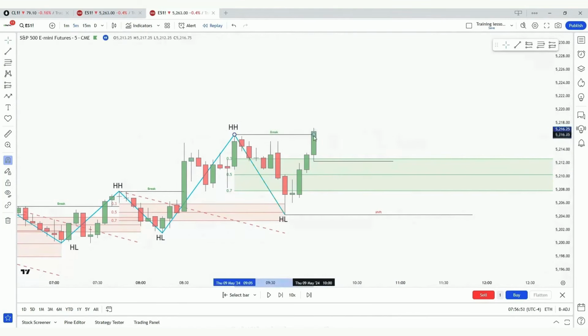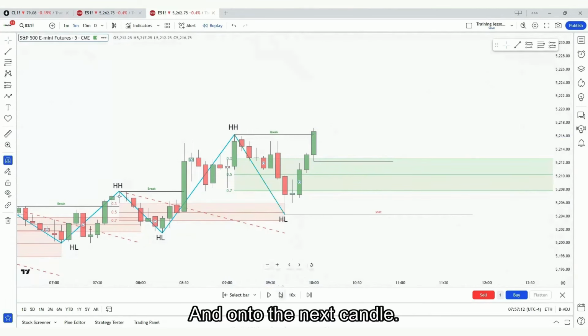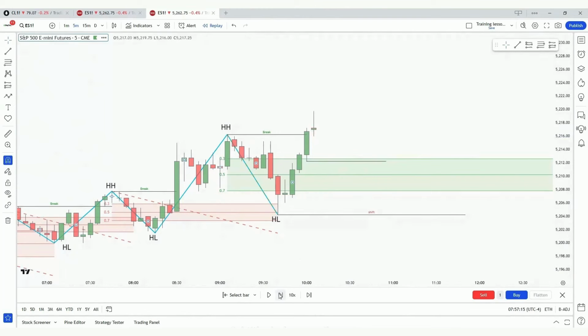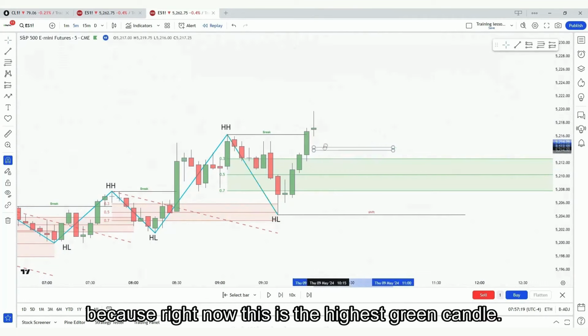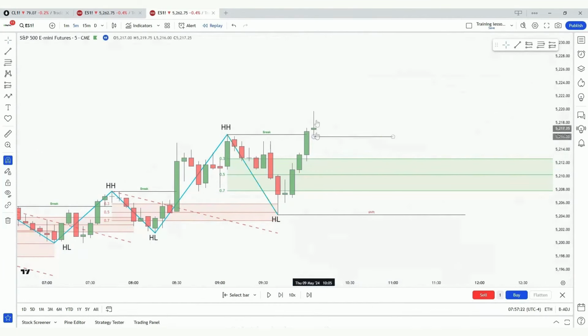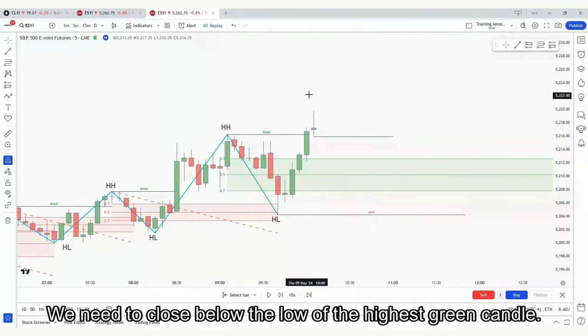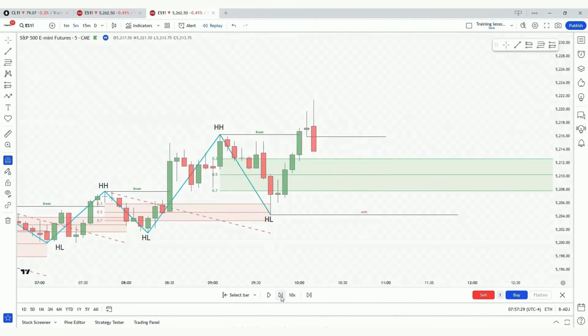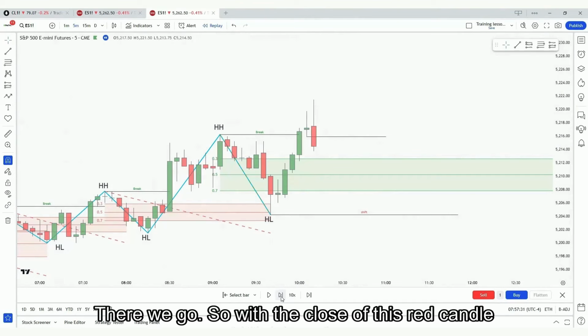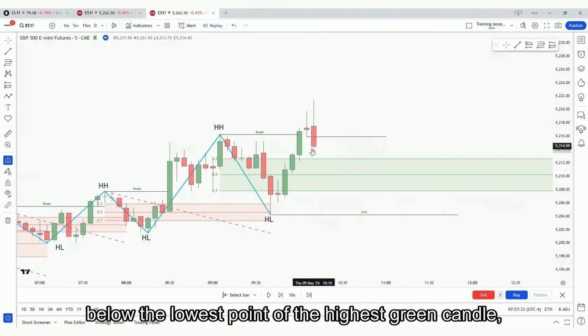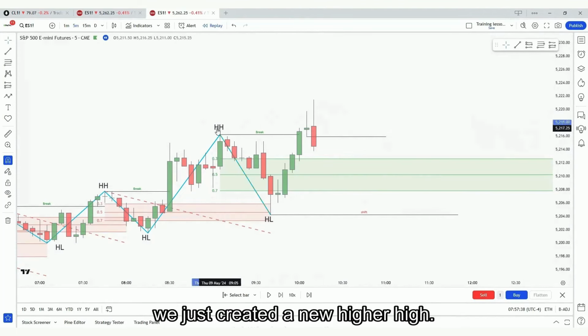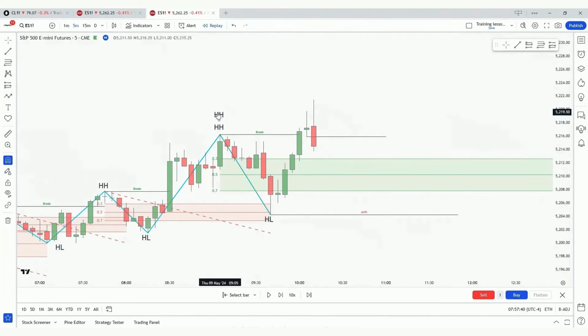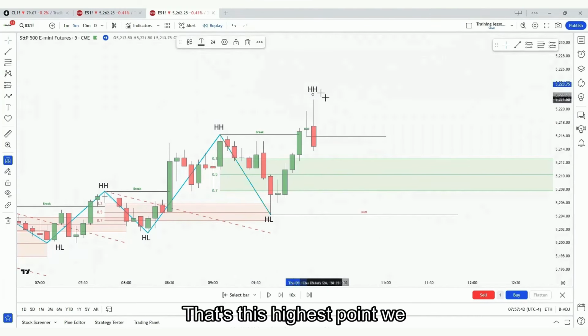And onto the next candle. It's a higher green candle, so we move this line because right now this is the highest green candle. For a valid retracement, we need to close below the low of the highest green candle. There we go. With the close of this red candle below the lowest point of the highest green candle, we just created a new higher high. That's this highest point.